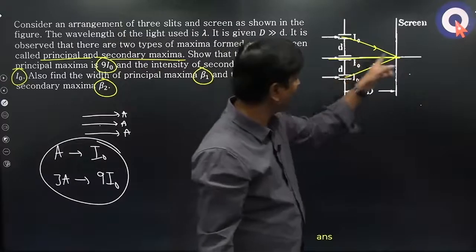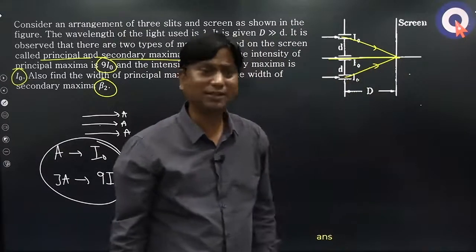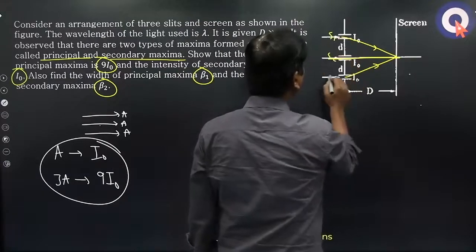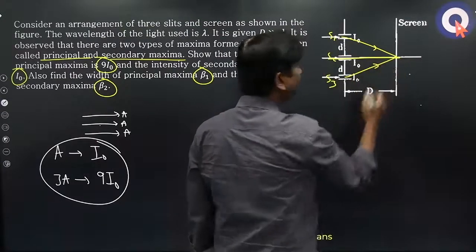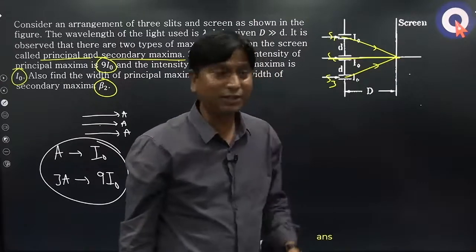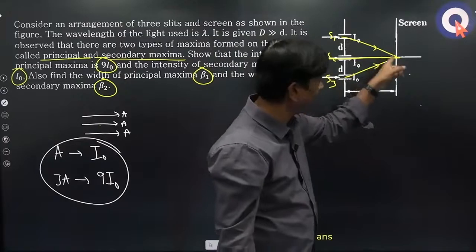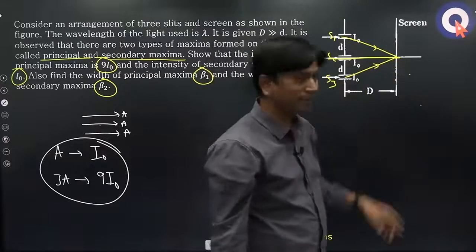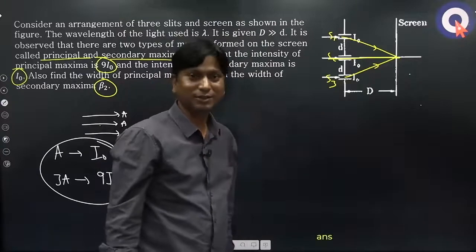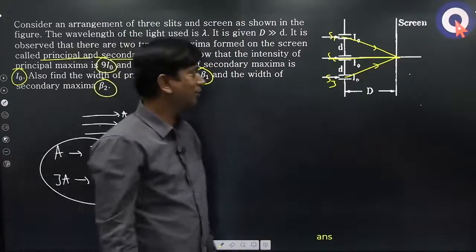Do you think that all 3 are coming at the same time? No chance. But what about this one, S1, S2, S3? Definitely S1 and S3 are coming at the same time, right? Now what can the chance be so that this also will be in along with this one? All 3 will make a central maximum. Okay, so what you may get?